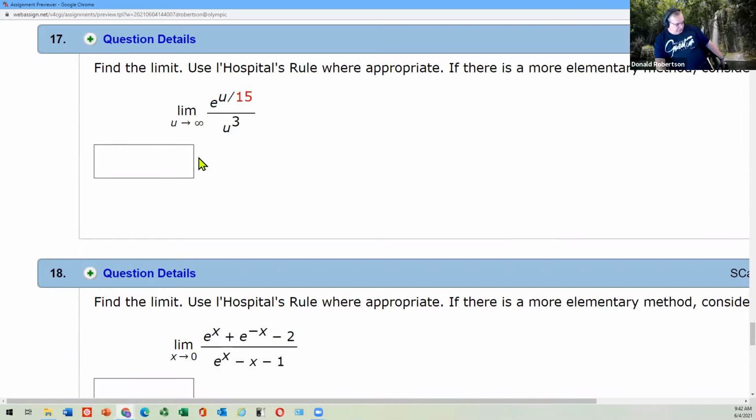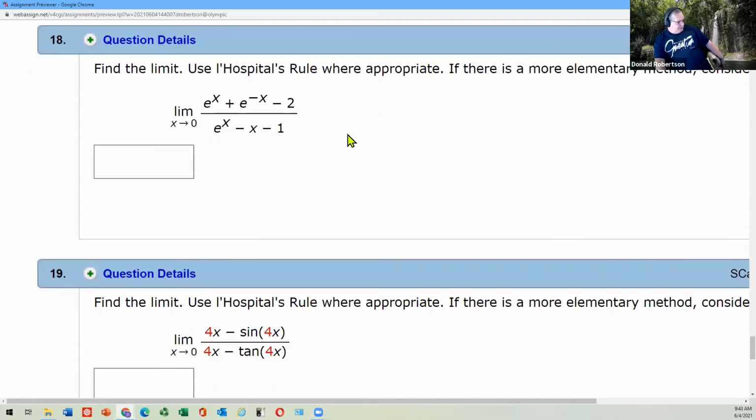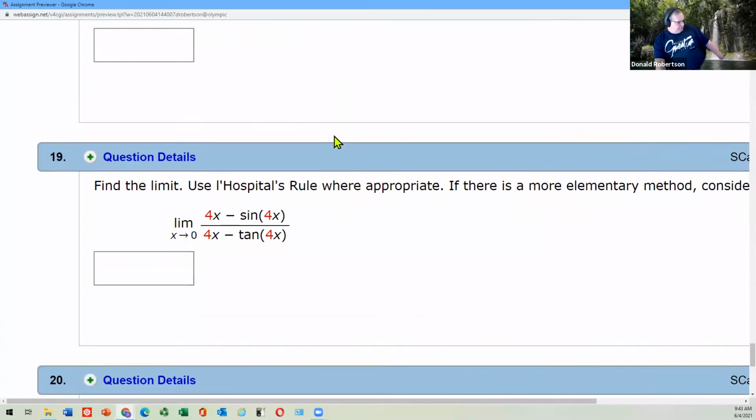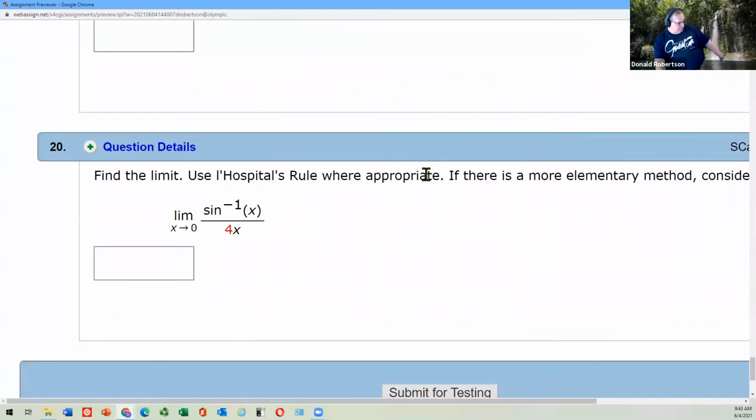Question 17. You would end up, I think, having to do L'Hopital 3 times before you got the answer, but eventually you would get the answer. In question 18, you'd have to do L'Hopital twice before you got the answer, but you would get an answer. Oh, the last one, and then I can show you the top questions. The last question, so it's perfect.